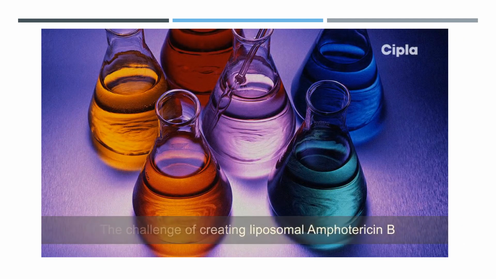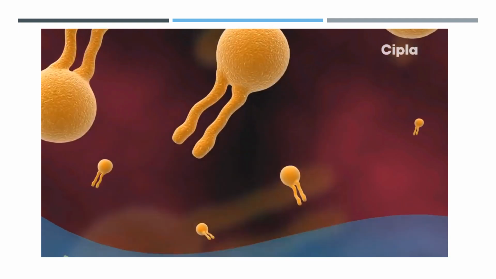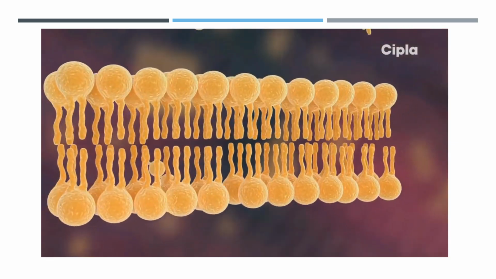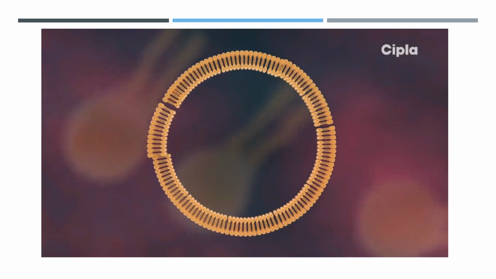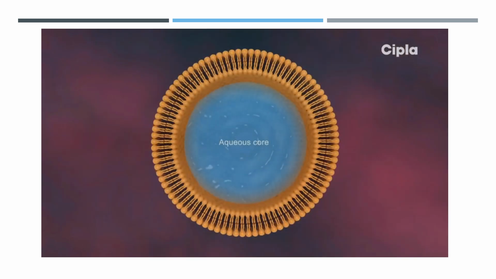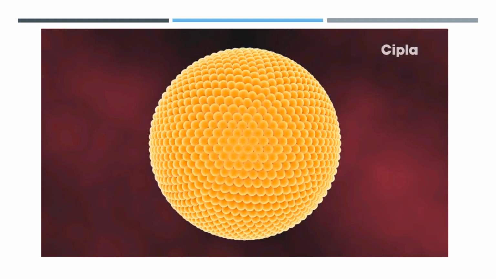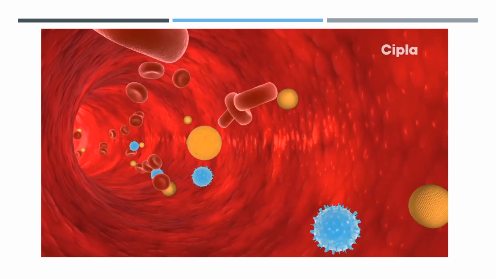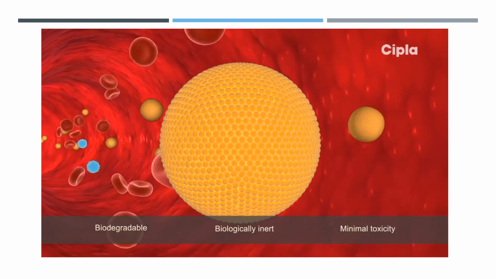In the late 1970s, scientists discovered an interesting property of phospholipids. That is, when they are hydrated, the hydrophobic tails mutually attract, while the hydrophilic heads seek the aqueous medium, thus forming a phospholipid bilayer around an aqueous core. The lipid bilayers then seal off to form a liposome. Since liposomes are composed of natural lipids which are biodegradable and biologically inert, their toxicity is minimal.